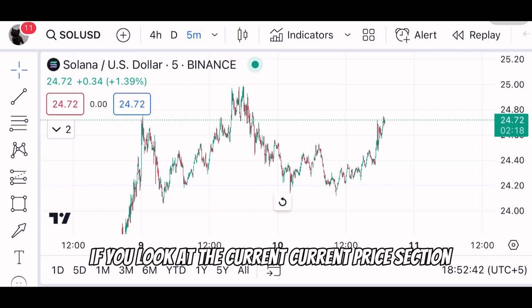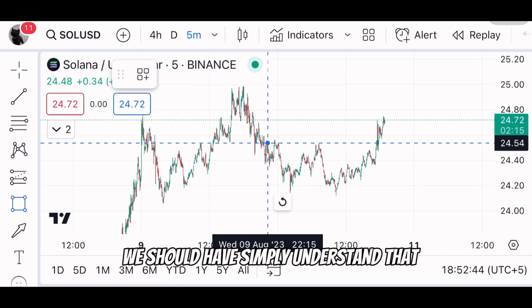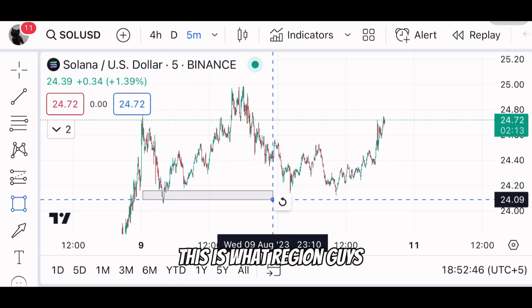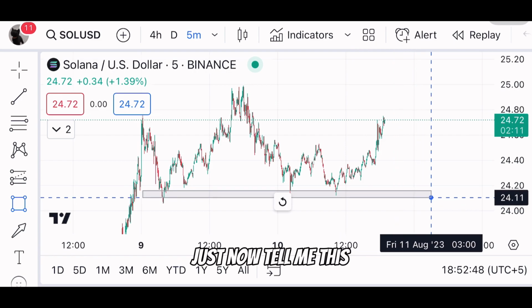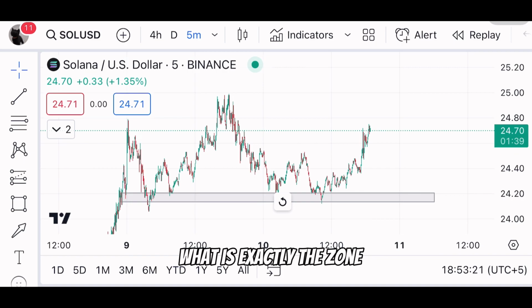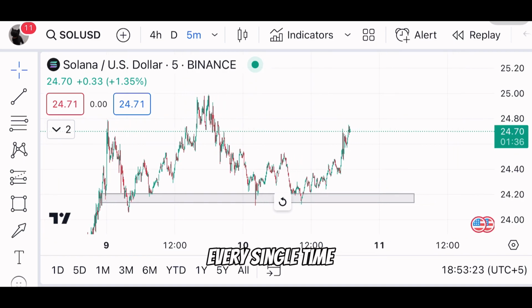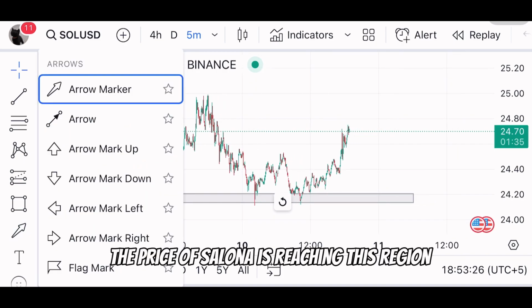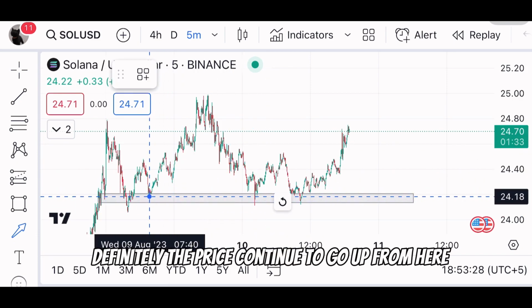If we look at the current price action, we should simply understand what region this is, guys. Just now tell me, what is this region, guys? This is live trading, guys. What is exactly the zone? This zone is a demand zone, guys. Every single time the price of Solana is reaching this region, definitely the price continues to go up from here.